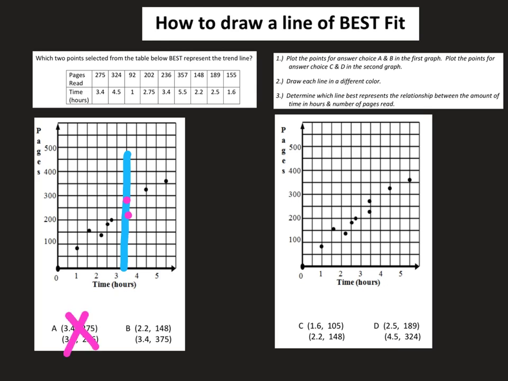Then I'm going to choose another color. The second set of points says go to 2.2 and then 1.48. So 2.2 is a little bit past 2, and then 1.48 would be this dot right here. Pretty close. And then the second dot says go to 3.4 and 375. So again, 3.4 was right here, and 375 was this dot. So I'm going to put a green over the top of that one, and then I'll draw this one in yellow.